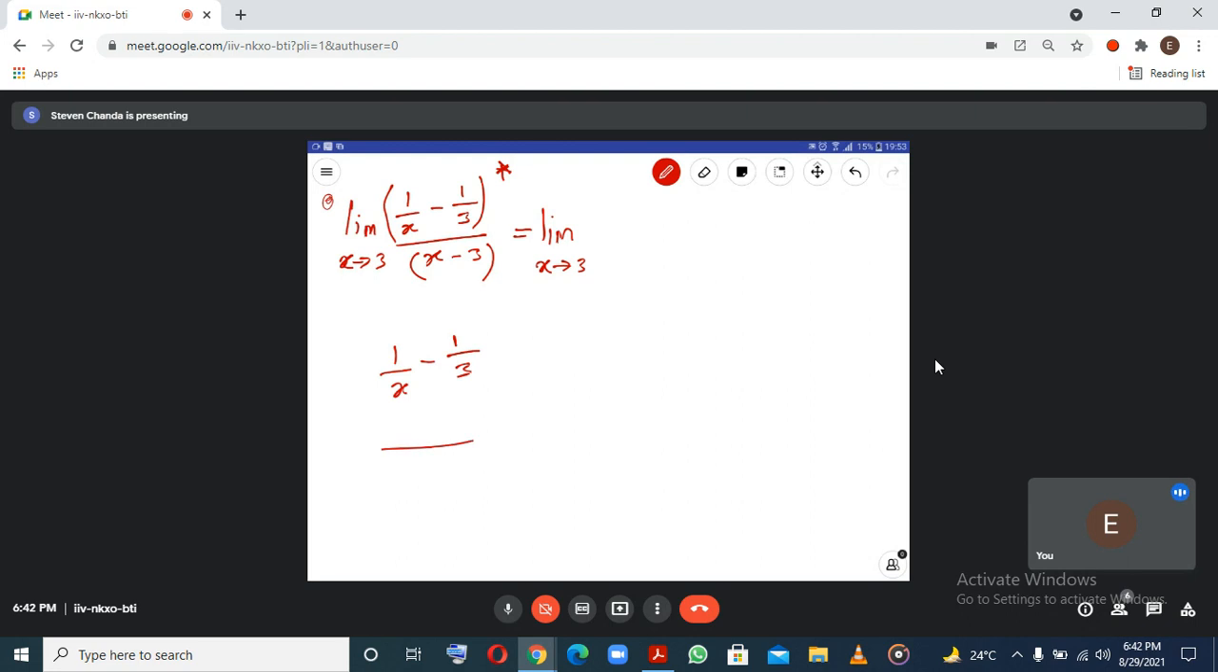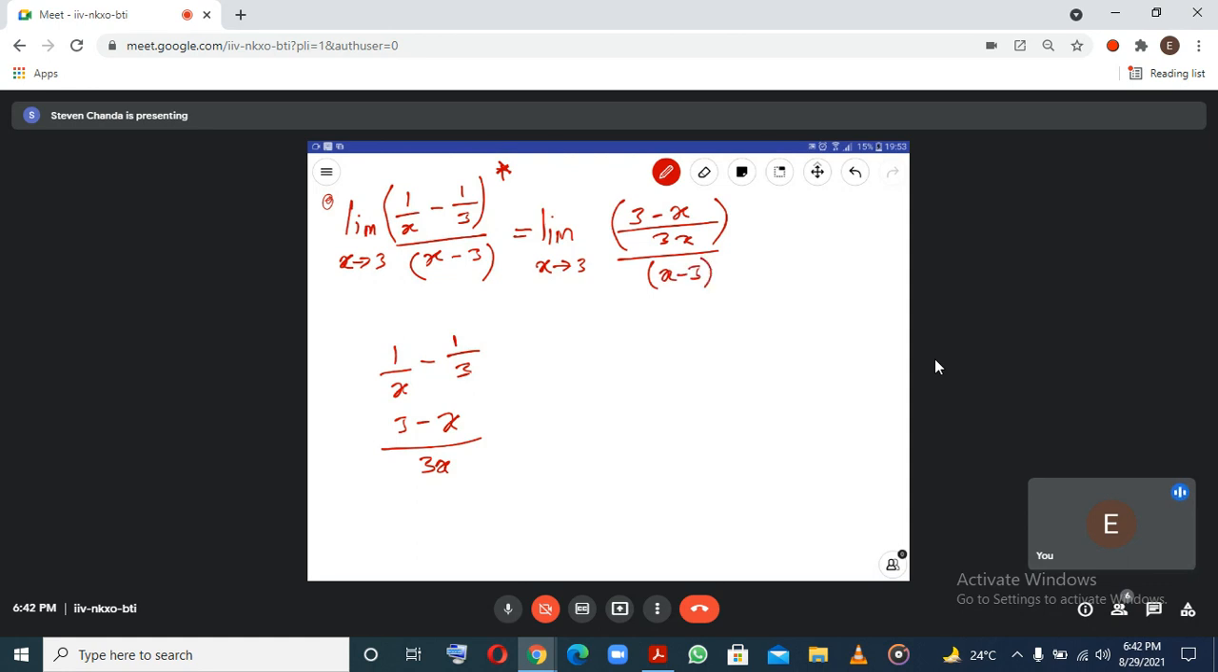Then the common denominator will be 3x. Then this is going to be 3, then this is going to be x, isn't it? So meaning you are going to have 3 minus x over 3x, isn't it? Remember, this is still the numerator. Don't confuse it.